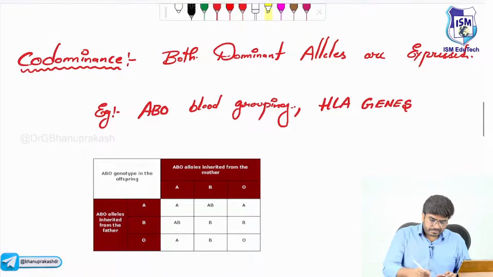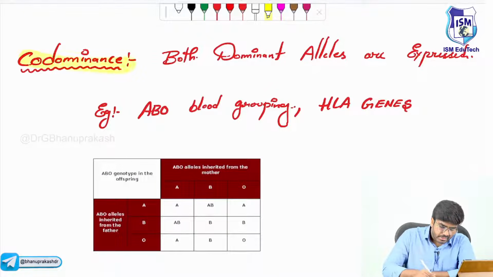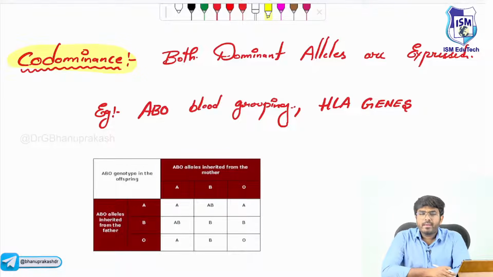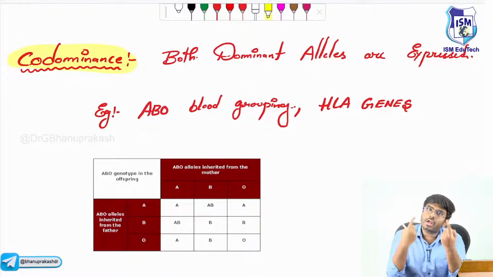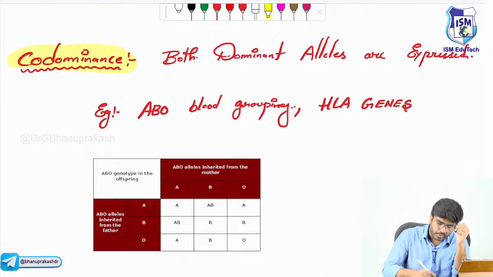Now after this, the next topic which I want you to know for your exams is codominance. So far you have said that whenever there are two alleles, one dominant allele, one recessive allele, only the dominant allele is going to be expressed, the recessive allele is not expressed. But when the two alleles are dominant, what happens? Who is going to be expressed? Both will be expressed. When both the alleles are dominant, both will be expressed. So this is called codominance.